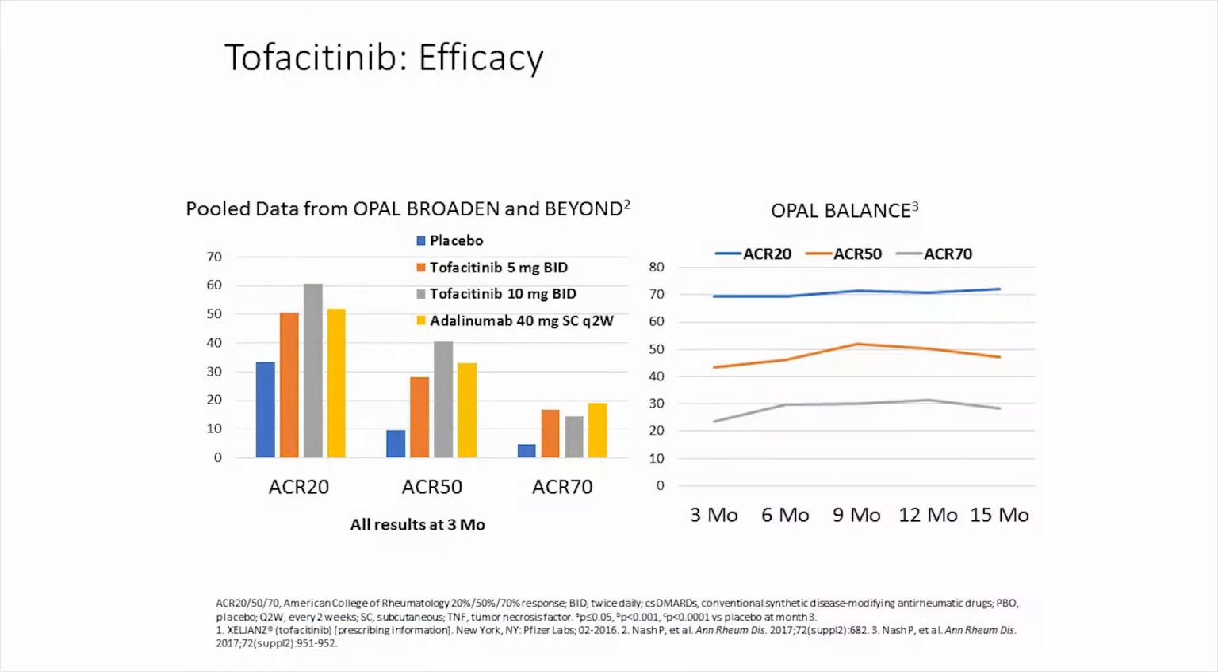So tofacitinib, we have 5 milligrams and 10 milligrams. Here is looking at efficacy with an adalimumab comparator. As you can see here, the ACR 20, 50, and 70 do have a little better efficacy at the higher dose in the gray bar, compared to the orange bar. We have been using this more frequently in rheumatoid arthritis. This is a good oral option for many patients.